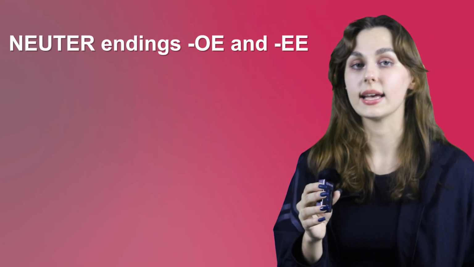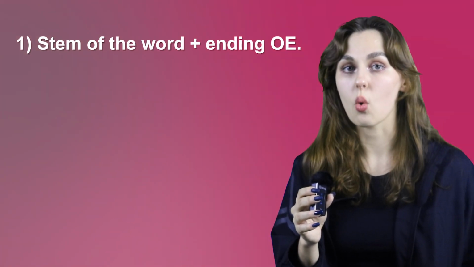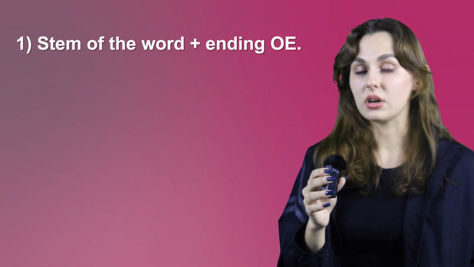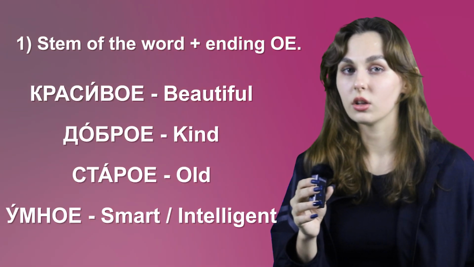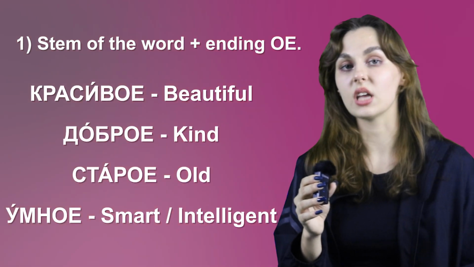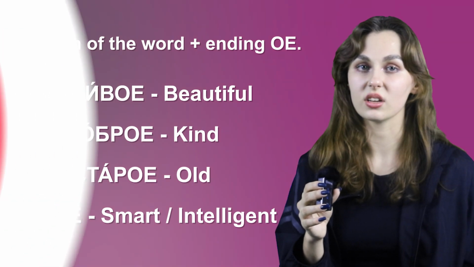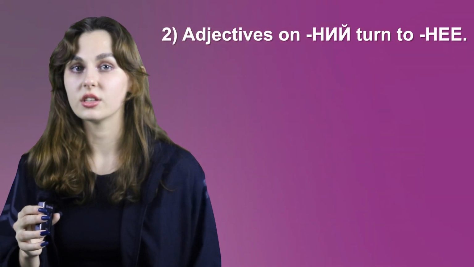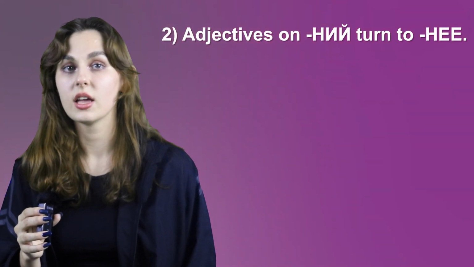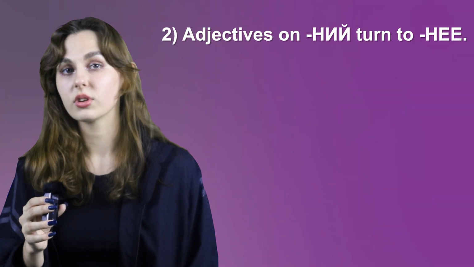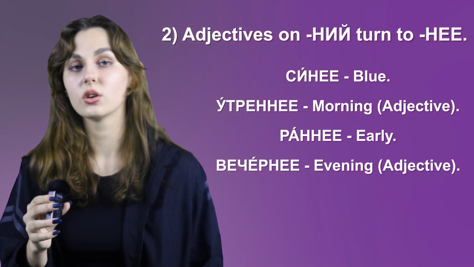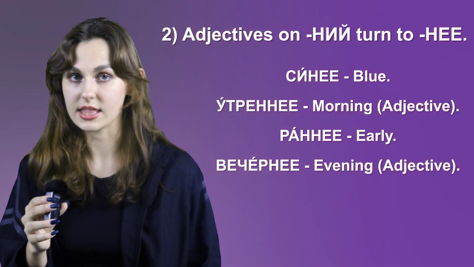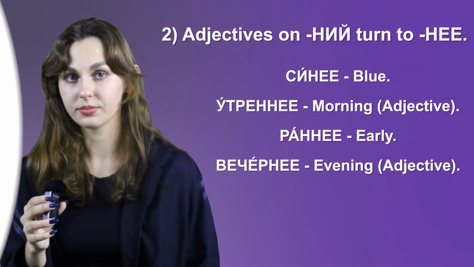And now, neuter endings ое and ее. Stem of the word plus ending ое. For example, красивое, доброе, старое, умное. Adjectives on ний turn to нее in the neuter form. For example, синее, утреннее, раннее, вечернее.